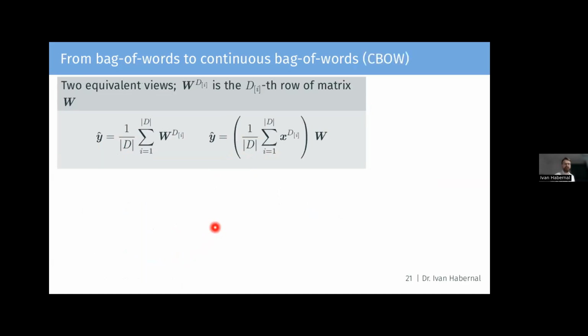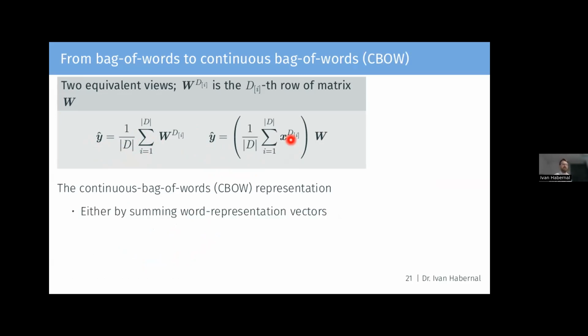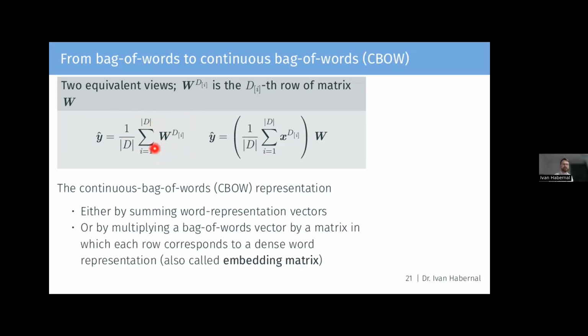These two things come together here. This learned representation has two different views. This is the continuous bag-of-words representation. One view says we just sum word representation vectors: for each word, we take its row in the weight matrix, sum them up together, and take an average. Or we take a bag-of-words representation as before and multiply by this weight matrix. These are the same, but they give us different views. And this matrix is also called the embedding matrix. This is how we map from a sparse space, the one-hot encoding, to a more dense, embedded space.